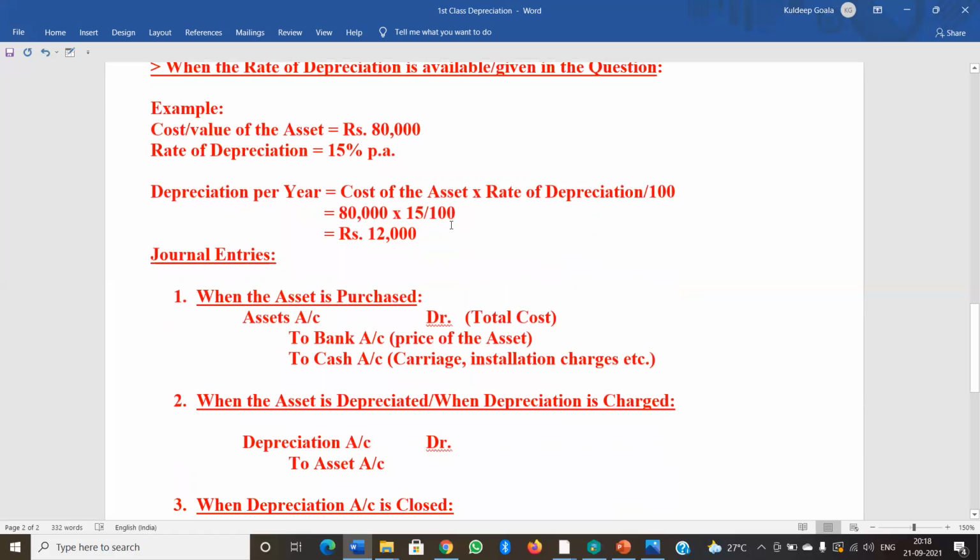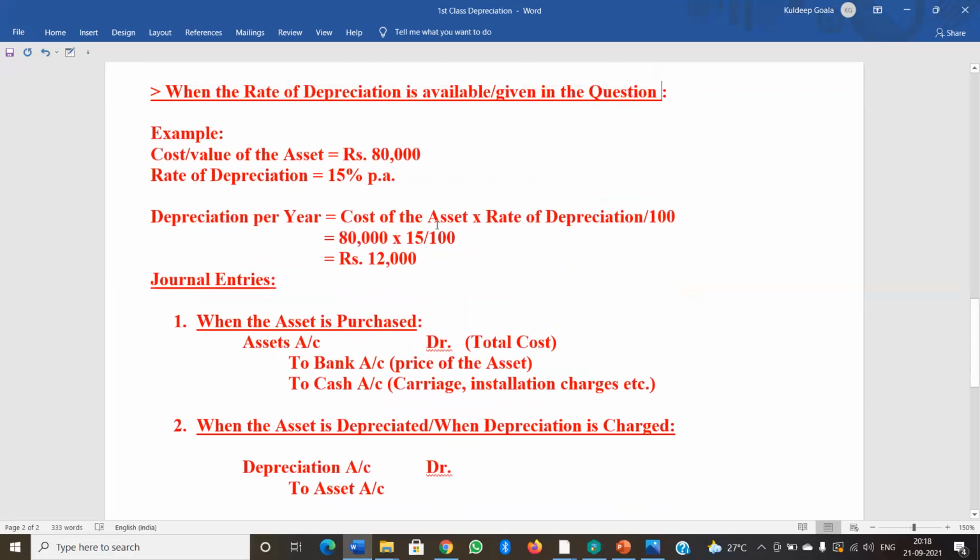So what we'll do, if it is given in the question, is very, very simple. Just simply find out what the cost is. The cost here is 80,000 rupees. The rate is 15%. It will be mentioned in the question. So how will you calculate depreciation? Depreciation per year will be very easy: cost of the asset, 80,000, multiplied by rate of depreciation divided by 100. That is 80,000 multiplied by 15 by 100. So it is coming 12,000 rupees depreciation. Depreciation per year will be 12,000 rupees. I hope this part is clear, everyone.